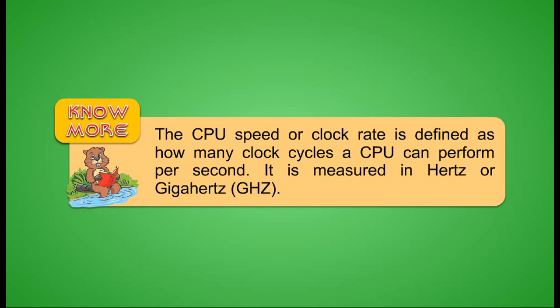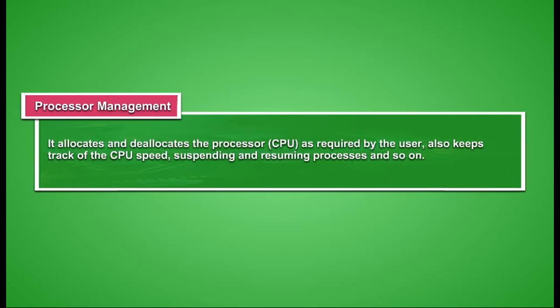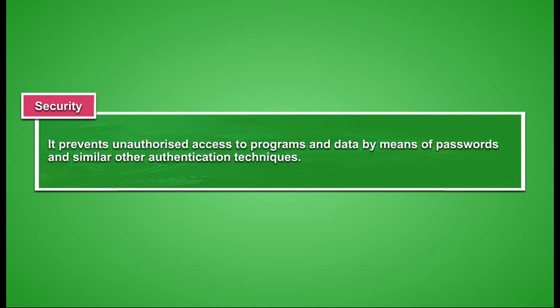The CPU speed or clock rate is defined as how many clock cycles a CPU can perform per second. It is measured in hertz or gigahertz, GHz. Processor management. It allocates and deallocates the processor, CPU, as required by the user. Also keeps track of the CPU speed, suspending and resuming processes, and so on.